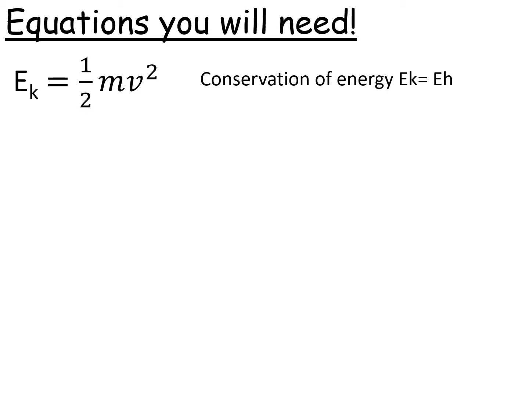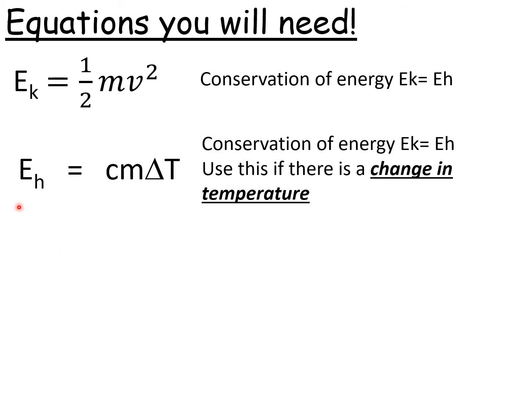We're going to have to use EK is equal to half mv squared, and the idea that conservation of energy means that the kinetic energy is equal to the heat energy, because EK is transformed into EH. Second one, EH is equal to Cm delta T. Remember, conservation of energy means that EK is equal to EH. So if you know what the kinetic energy is, you know what the heat energy is. And so you may be asked to calculate the mass, the change in temperature, or the specific heat. Remember, you only use this equation if there's a change in temperature, and that's why you have this delta T here.